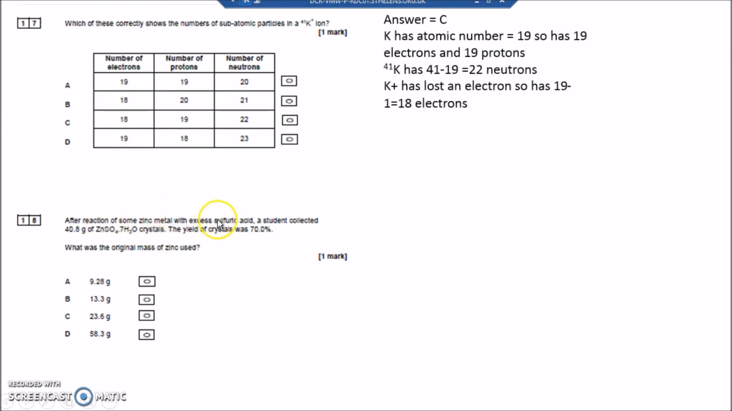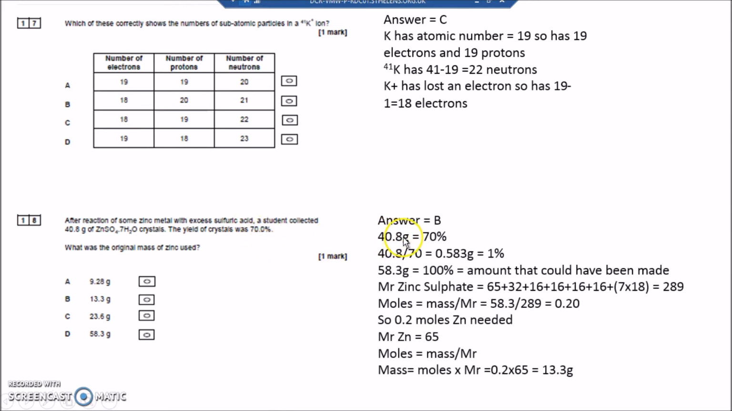After a reaction of some zinc metal with excess sulfuric acid, a student collected 40.8 of these crystals. The yield of the crystals was 70%. So first of all, how much would they have made if they'd made 100%? What's the easiest way of doing that? Well, 40.8 is 70%. So if we divide by 70, 0.583 is 1%. So multiply 0.583 by 100 to get 100%. 58.3 is 100%. That's the amount that I could have made had I not lost some along the way.